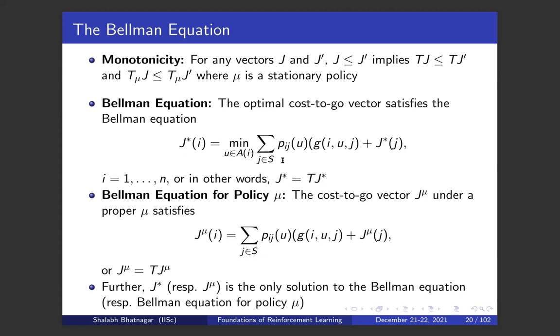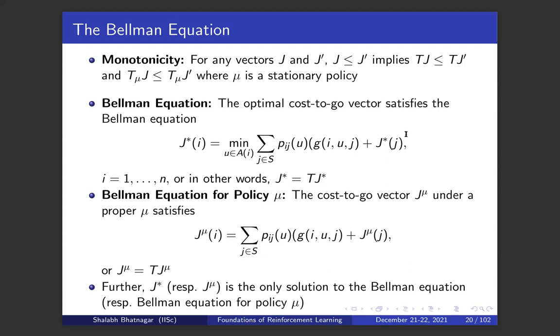Okay, so what does this equation say? What this equation says is that J star of I, which is the optimal cost to go from state I, is the minimum over all actions U of the sum of the expected single stage cost, plus the cost to go from the next stage onwards.